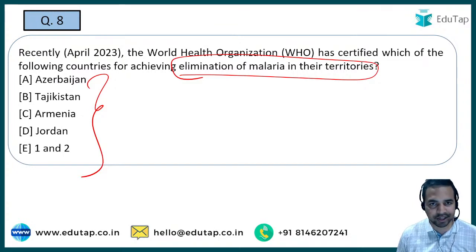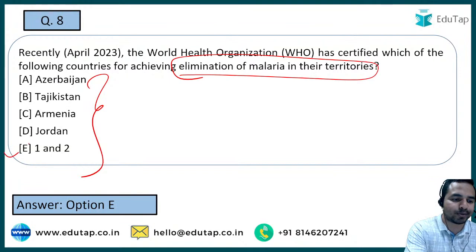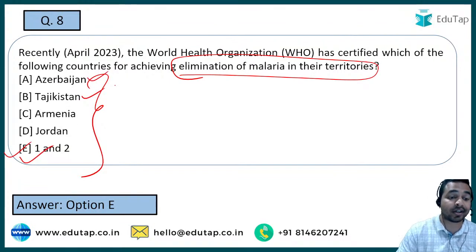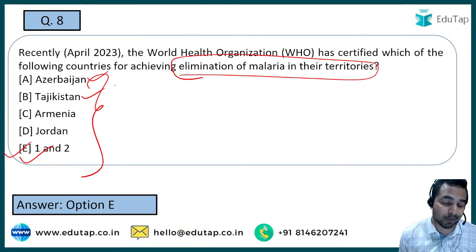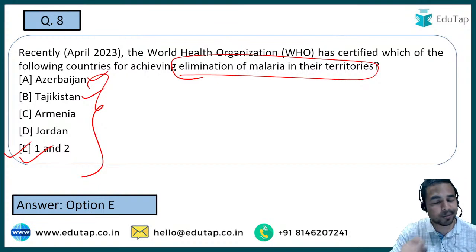So here I am getting the right answers from the people. Absolutely, the right answer is both 1 and 2. That is Azerbaijan and Tajikistan, which have been recently certified by WHO. And now I am having a very surprise question for all of you.